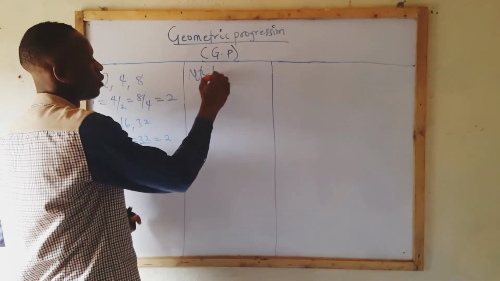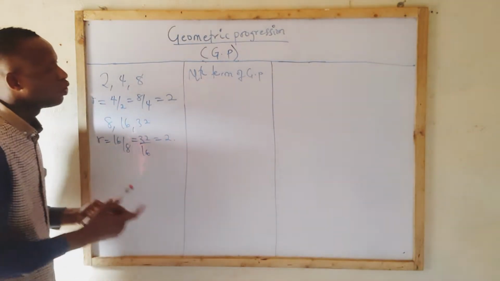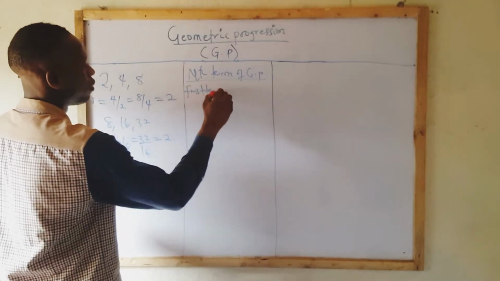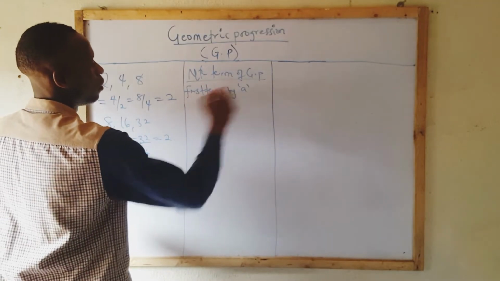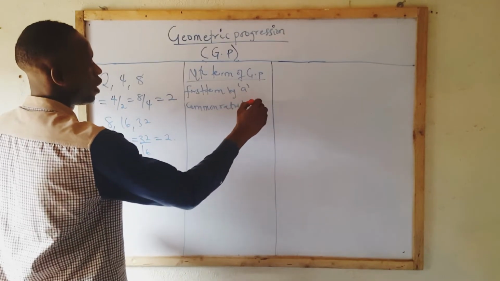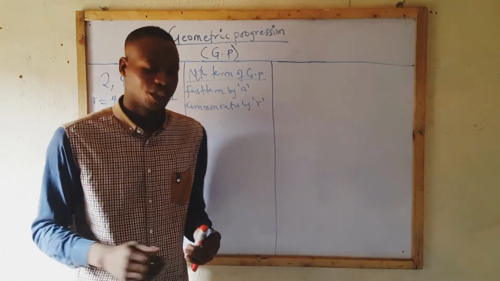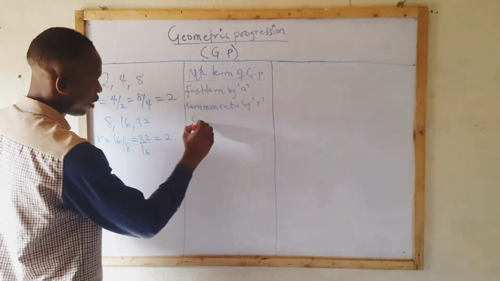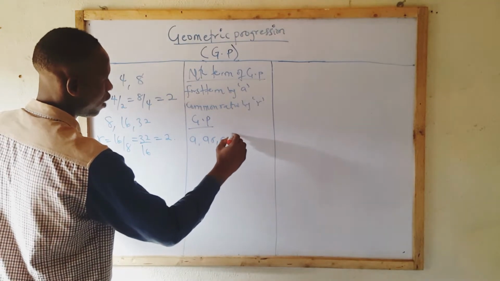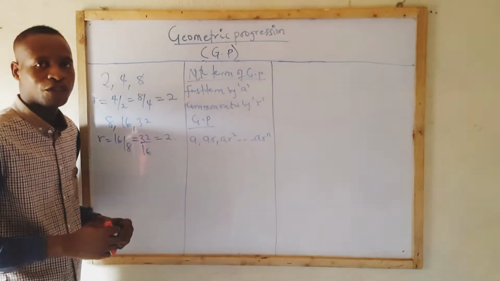Nth term of GP. Conventionally in GP, we denote the first term by A, and the common ratio by R. Now if you consider a particular sequence in GP, let me consider AR squared to AR raised to power N. This is the derivation of how we get the nth term of GP.